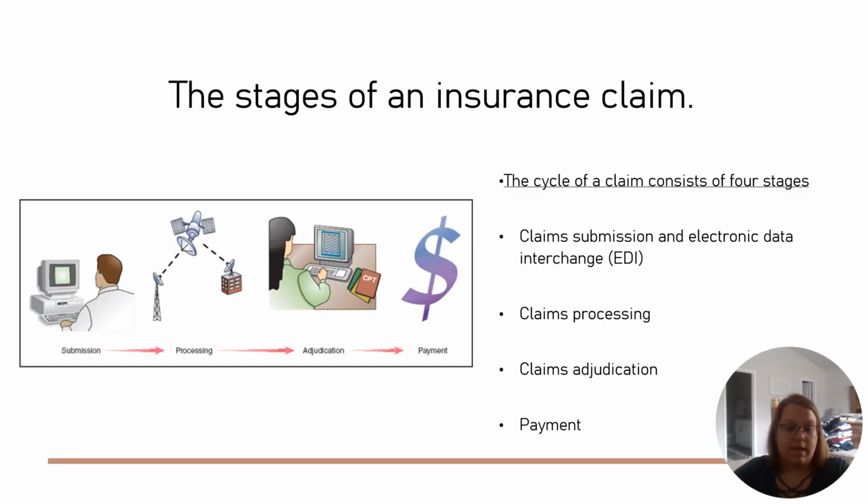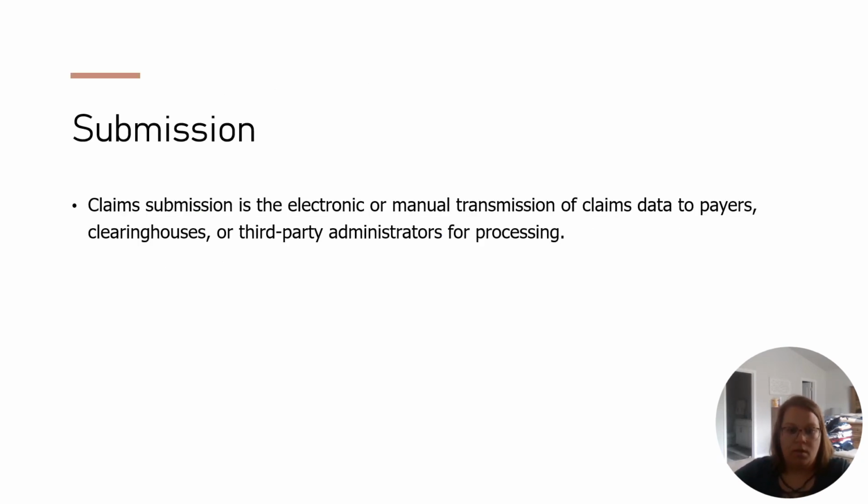There are 4 stages to the insurance claim. It starts with submission, and then it goes through processing, then adjudication, and then you receive payment. With submission, that can be done electronically or manually, and that is sent over to the payers, clearinghouses, and third-party administrators for processing.